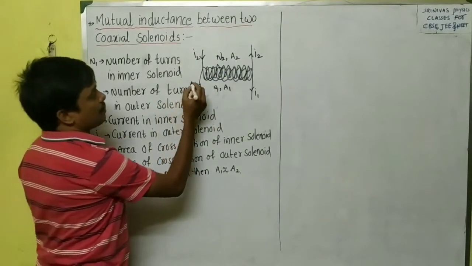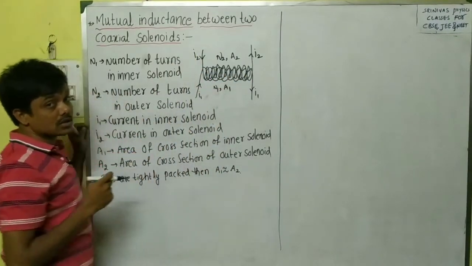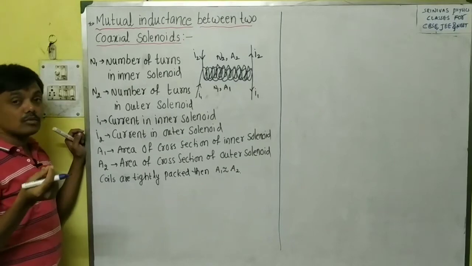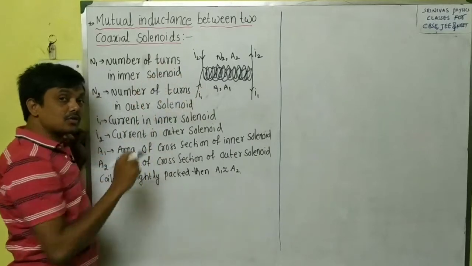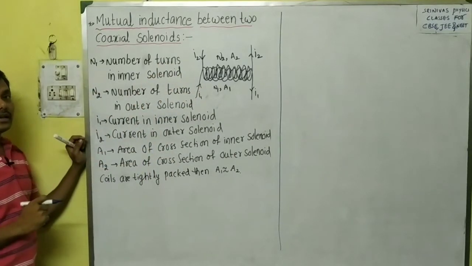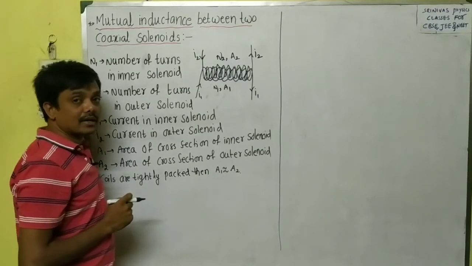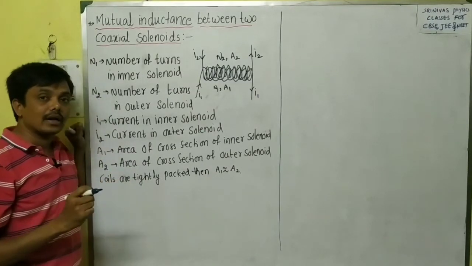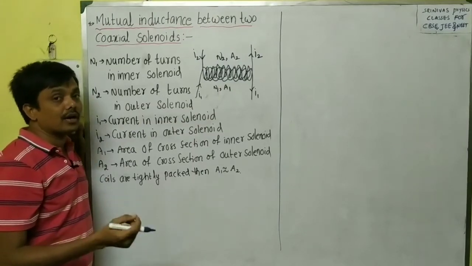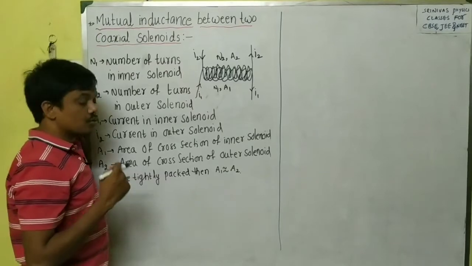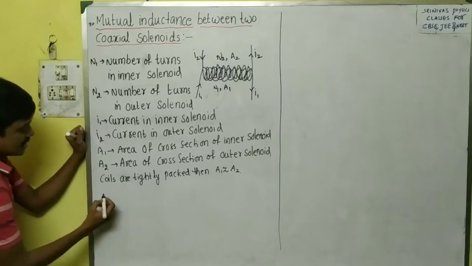What happens when the current changes in the inner coil is that a new current is induced in the outer coil. That is mutual induction. When the current changes in the outer coil, a current is induced newly in the inner coil, and that is also called mutual induction. Mutual induction is nothing but the induction of current in one coil due to the change in current in the neighboring coil. Now let us see here.